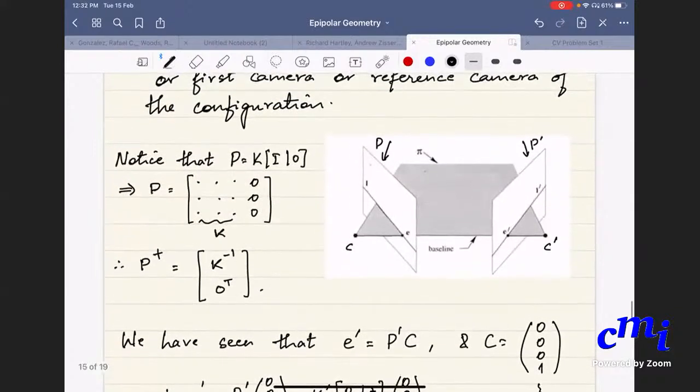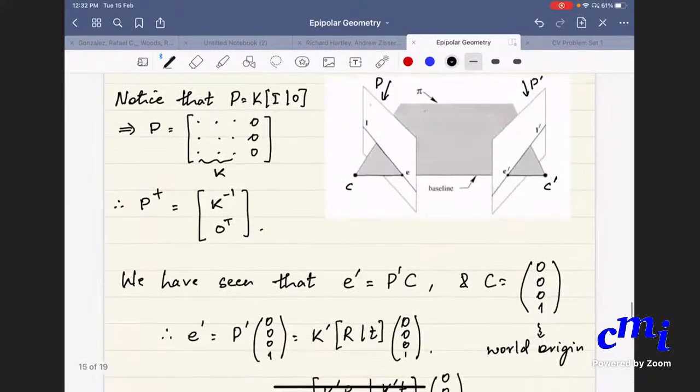Notice that your P is K[I|0]. If you multiply this out, the first 3 by 3 part is going to be K itself and the fourth column is 0. So the pseudo inverse of this is easy to compute. It is simply K inverse in the first place and 0 transpose. So that's the pseudo inverse of P. We get this advantage because we assume that P has this simple form. So this is P plus.